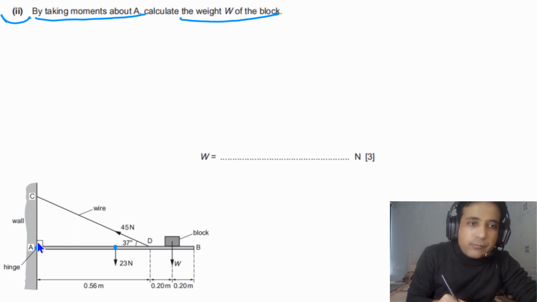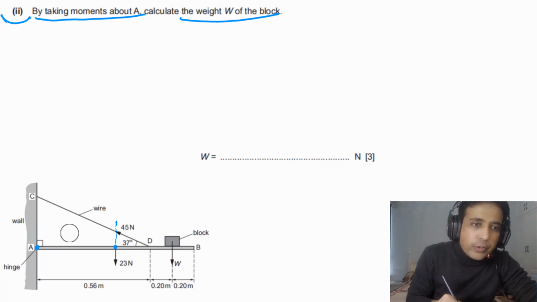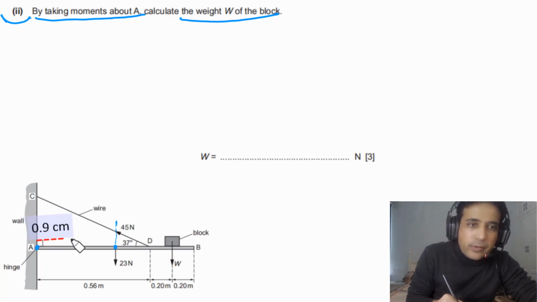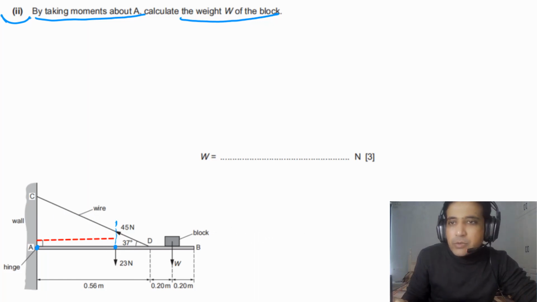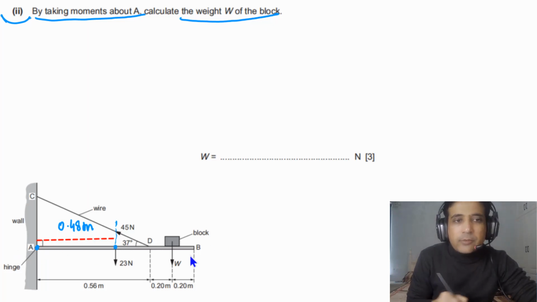So the distance from the wall to this point, if we draw a dotted line here, we can say this distance is equal to 0.48. We can simply draw a dotted line here from this wall to the center of gravity. So this distance is 0.48 meters because the total length of the beam is 0.96. Now there are three forces.